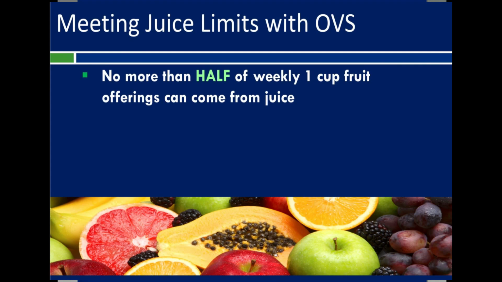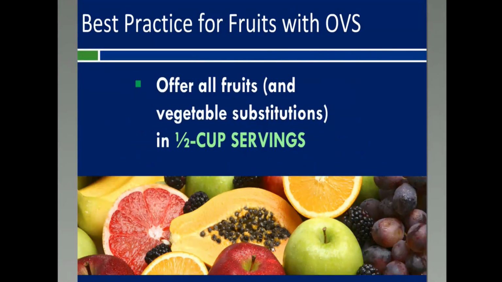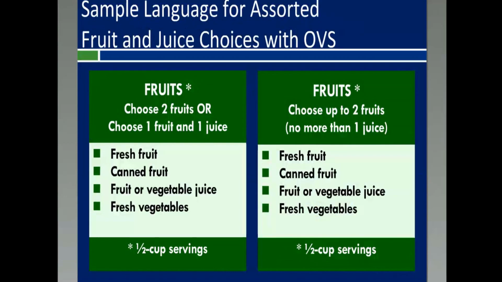Meeting those juice limits with offer versus serve. No more than half of the weekly 1 cup fruit offerings can come from juice. Best practices for fruits with offer versus serve is to offer all fruits and vegetable substitutions in half-cup servings. This will help with waste reduction as well.